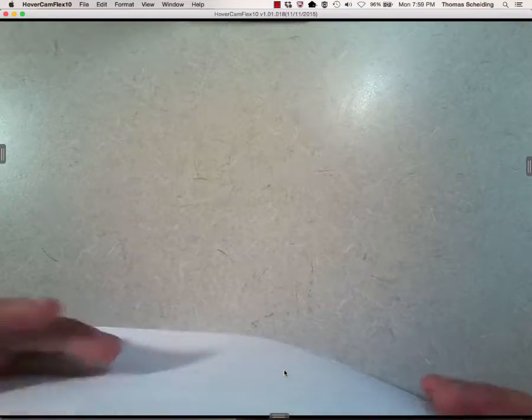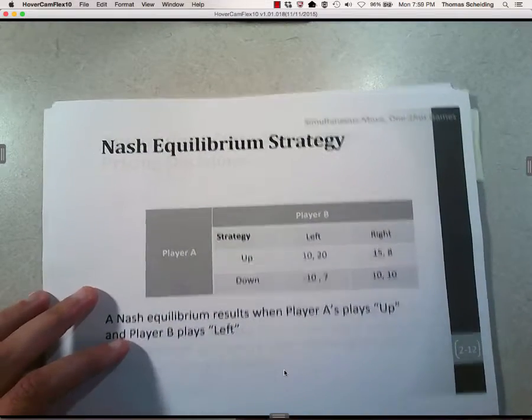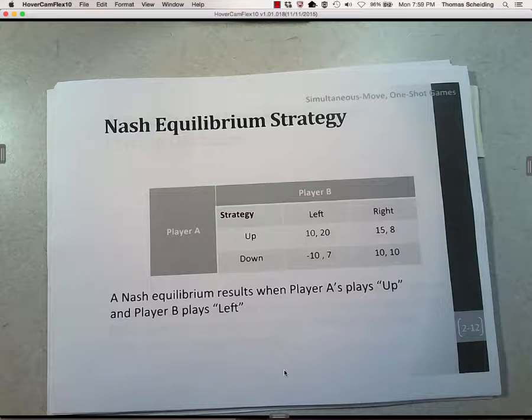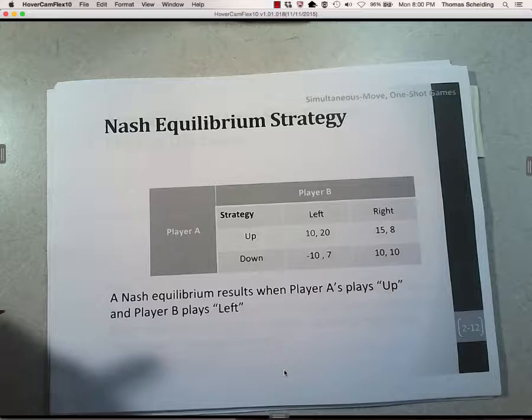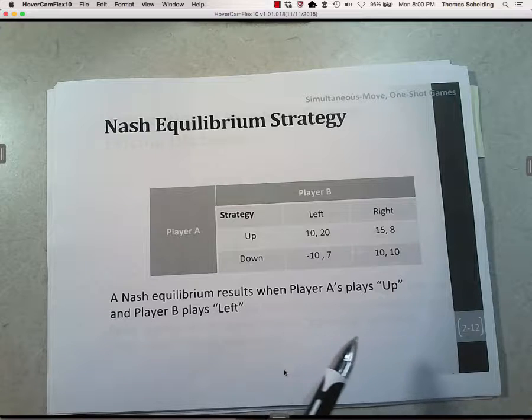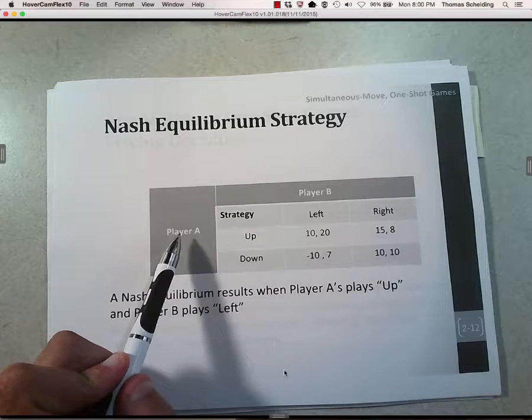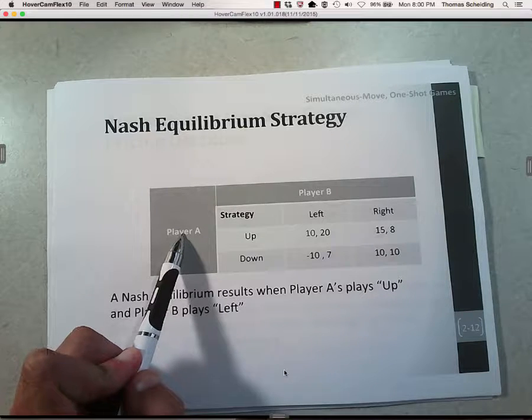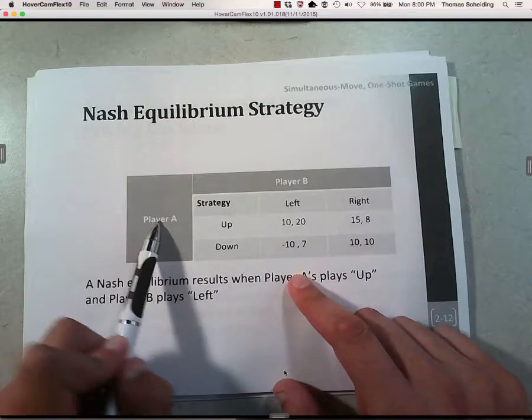Now we get to the Nash Equilibrium. In the Nash Equilibrium, what we're saying is, based on what these players decide, we're looking for what each player will decide to do, knowing that the other player is doing what's in their own best interest. In terms of the Nash Equilibrium, we have to find what is player A's dominant strategy. Let's find it here.